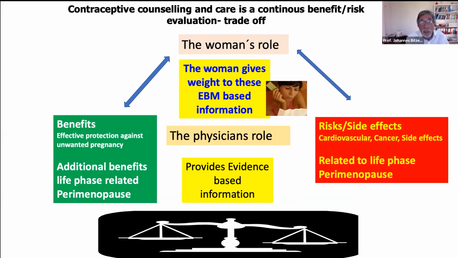Having done these steps, the last step is what we call shared decision making. Shared means there is the physician and there is the woman. You can say the physician's role is to provide evidence-based information about benefits, of course the benefit of effective protection against unwanted pregnancy, additional benefits, life-phase-related perimenopause, and the risks on the other side, all the evidence-based information which we have, which the woman has to know as in informed consent, meaning that we should be able to explain it. And then the woman's role is to give individual weight to this information. Is this important for me? Is this less important for me? What are my priorities? What are my concerns?